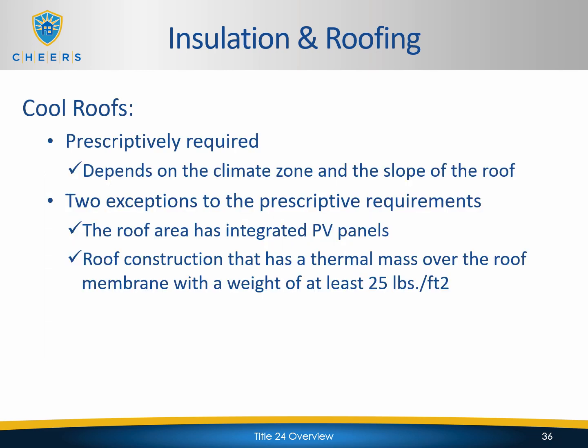Now, as far as cool roofs, they are prescriptively required. The prescriptive requirement depends on the climate zone and the slope of the roof. And there are two exceptions to the prescriptive requirements. One of those exceptions is that the roof area has integrated PV panels, meaning that you're not going to have roofing material over that particular area. Or the roof construction has a thermal mass over the roof membrane with a weight of at least 25 pounds per square foot.